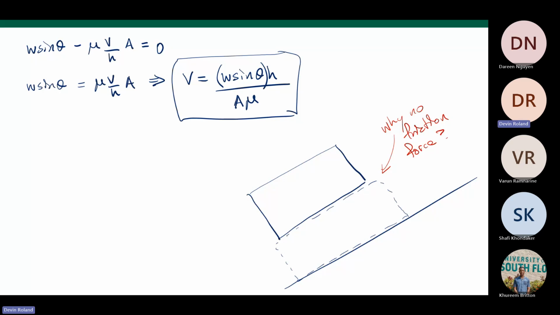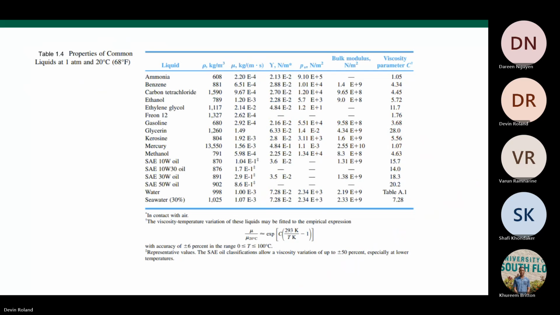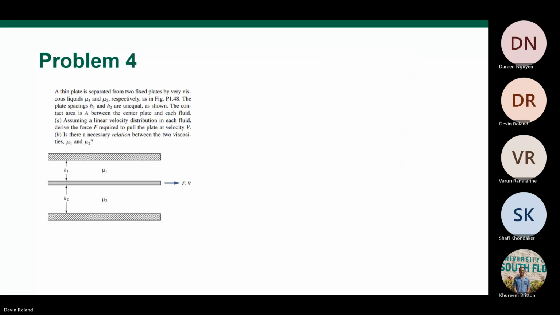All right. Okay, so that's table 1.4 again. If you were looking for that viscosity in that expression, you go back to table 1.4. All right, any questions online? Just let me know if there are.